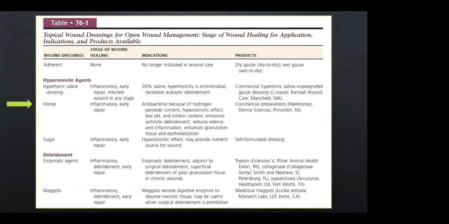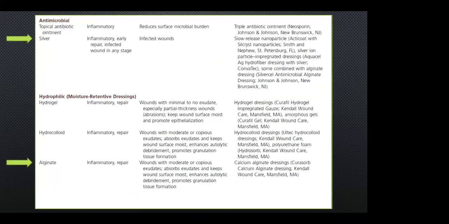This chart comes from Tobias, which is our veterinary Bible. So if anyone wants this, I can send this to you. It goes through and lists different dressing primary agents and how they're effective and in what phase of wound healing, and different products. This is a little bit older though, so there are newer products out there. But honey here is used in that early inflammatory period. You've got your silver, which is also used in the inflammatory period. The alginate down below is nice for repair. Again, it can promote that granulation tissue.